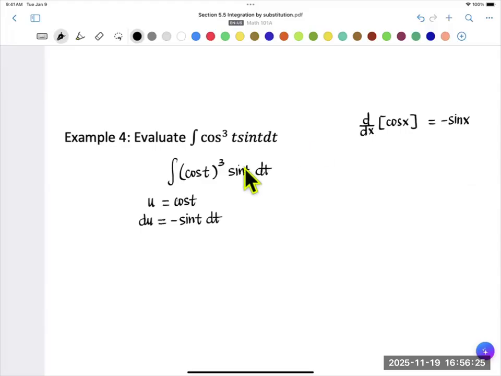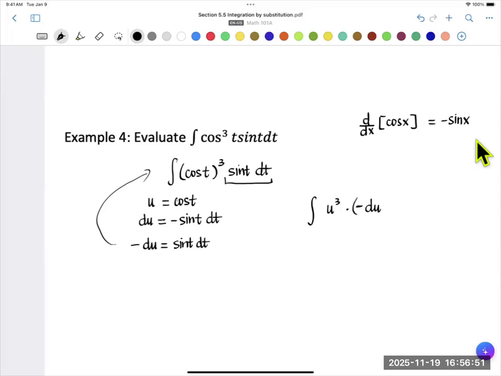Okay, but we only need sine t. We don't need negative sine t. So in order to make it sine t, we're going to multiply both sides by a negative. So we will have negative du equals sine t dt. Okay, so sine t dt is our negative du. So we're going to put that back in here. We will have u to the power 3 times negative du.